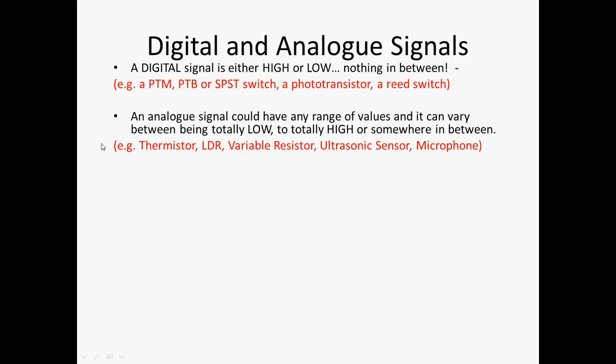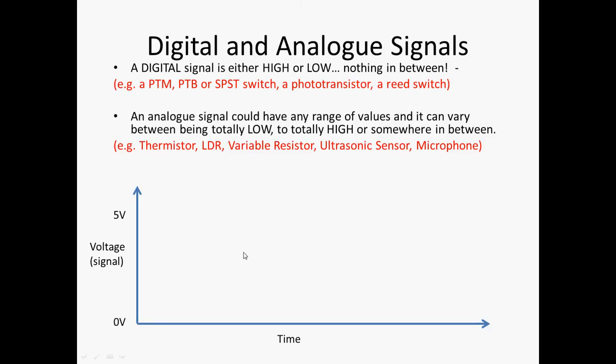Anything that gives a range of values or a constantly varying reading that could be anywhere between an upper and lower limit, that's what you call analog. So that'd be things like thermistors, LDRs, variable resistors. There's loads more components that fit into each of these categories, but just be aware you've got those two main groupings. So just to show you what that would look like in terms of a graph, because I've seen this in the exam, they ask you to draw a graph of voltage versus time, and explain the difference between digital and analog.